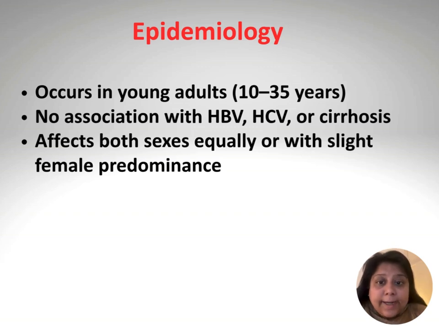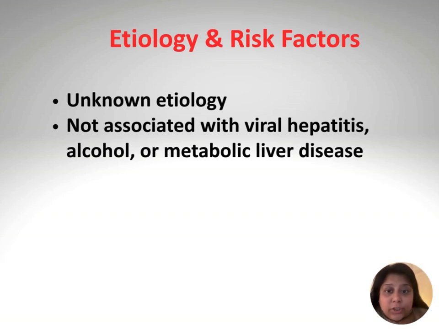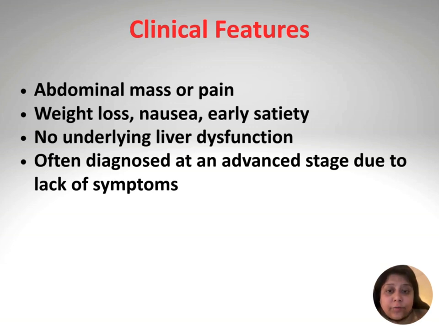It occurs in young adults, with no association with HBV, HCV, or cirrhosis, and it affects both sexes equally or with slight female predominance. The etiology is unknown, and I will again emphasize there is no association with viral hepatitis, alcohol, or metabolic liver disease. Patients with fibrolamellar carcinoma present with abdominal mass or pain, weight loss, nausea, early satiety, with no underlying liver dysfunction, and often these are diagnosed at an advanced stage due to lack of symptoms.